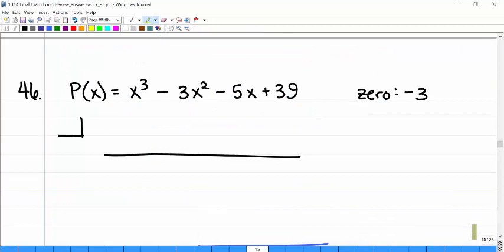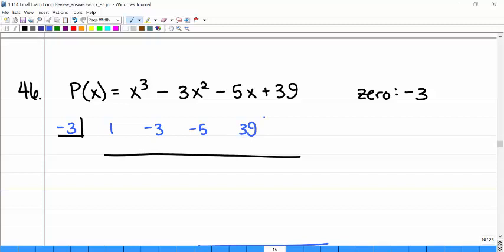For number 46, it says for the polynomial x cubed minus 3x squared minus 5x plus 39, they give you one zero of -3 and they tell you to find all the other zeros. This is a polynomial of degree 3, so there should be 3 zeros total. You know that one of them is -3. So I'm going to synthetically divide -3. So my coefficients are 1, -3, -5, and 39.